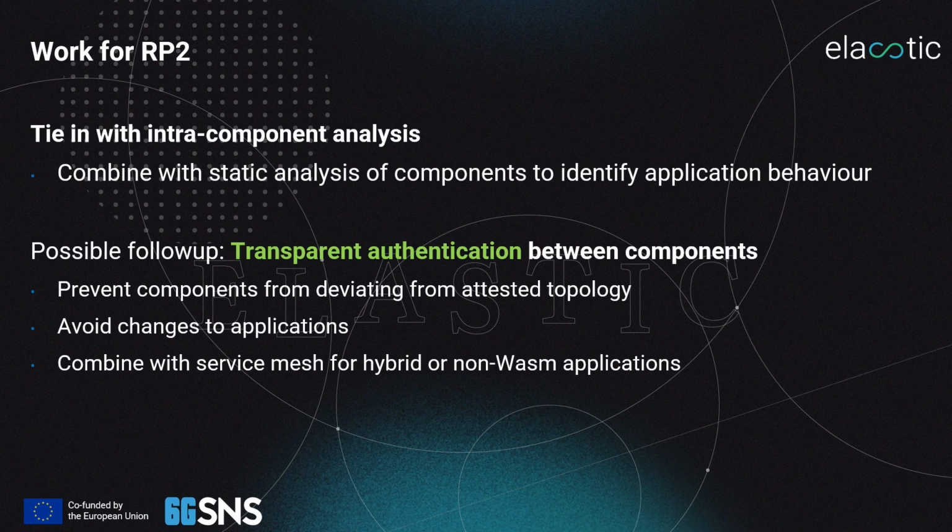Another possible follow-up is to look at how we can do transparent authentication between components using the results of the protocol that we just saw, so that we can avoid having to change applications and to prevent bugs from causing the topology to accidentally deviate from what was attested. We could even combine this with a service mesh to allow the use of this method with hybrid applications that are a combination of Wasm and non-Wasm code, or even fully non-Wasm applications. And then this would increase the impact of the component because we could apply this to general Kubernetes apps.